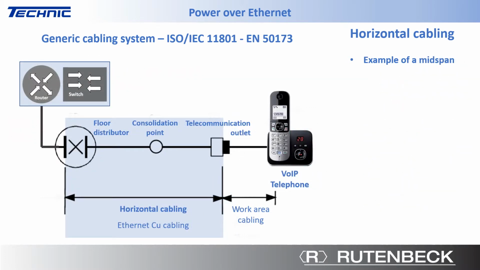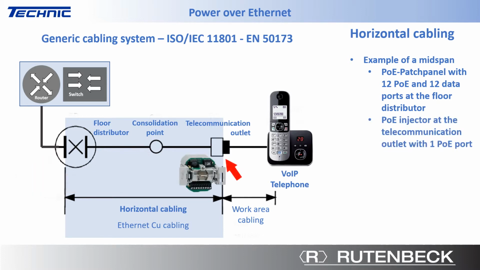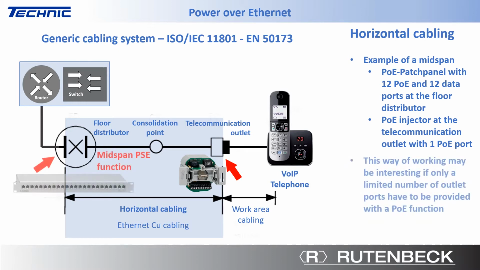Example of a midspan. Power over Ethernet patch panel with 12 Power over Ethernet and data ports at the floor distributor. Power over Ethernet injector with 1 Power over Ethernet port at the telecommunication outlet. This way of working may be interesting if only a limited number of outlet ports have to be provided with a Power over Ethernet function.